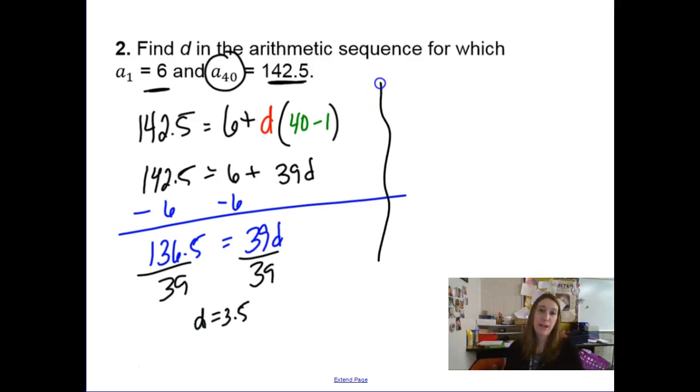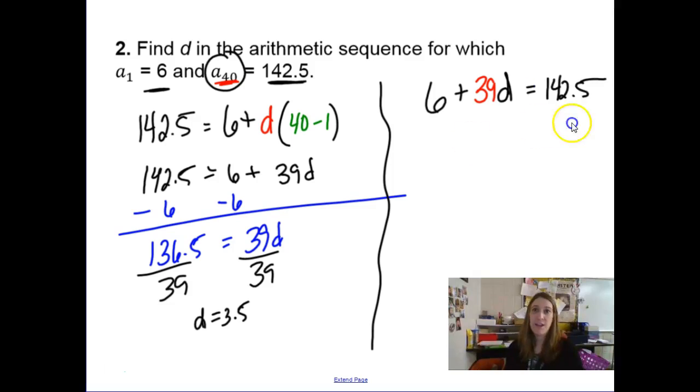Now, the reason I don't have all this work written down is that's not actually the way I did the question. The way I did the question was I said, all right, start with the first term of 6, so to get to the 40th term, I added 39 steps of some mystery value, and I got to 142.5. And when I solved this equation, I got 3.5. So they're essentially the same arithmetic. It's just, are you explicitly using the formula, or are you just conceptualizing what the sequence looks like? But they're actually the same math.